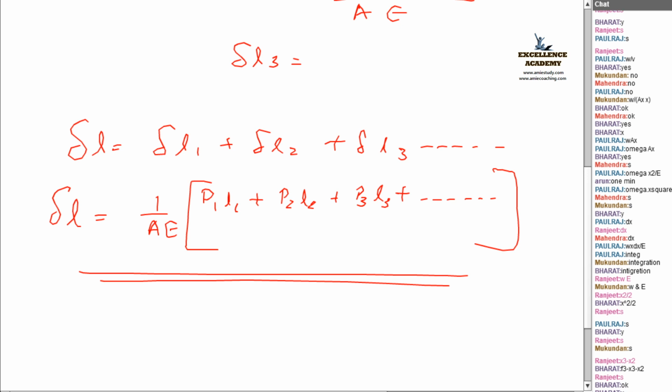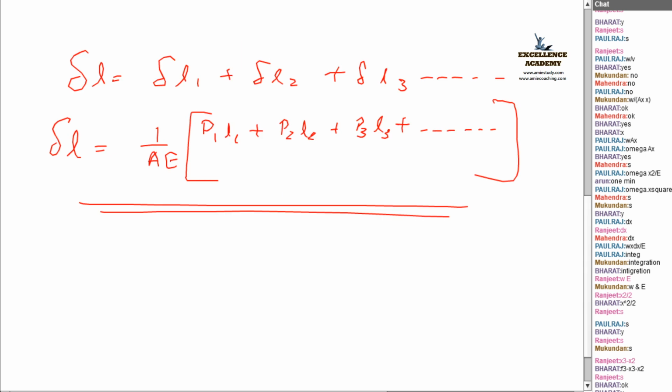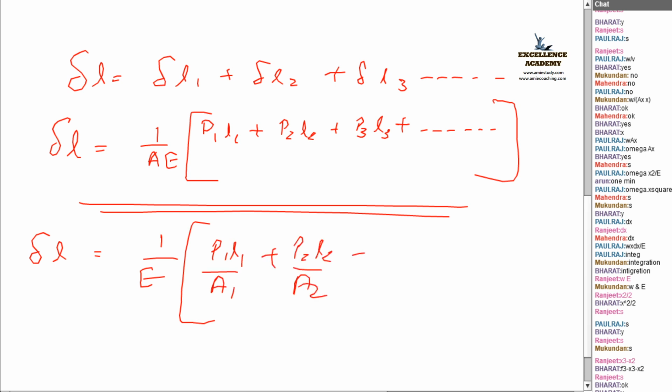Next is, suppose the area also gets changed. Then what about delta L? It is 1 by E into P1 L1 by A1 plus P2 L2 by A2 plus P3 L3 by A3 plus etc.